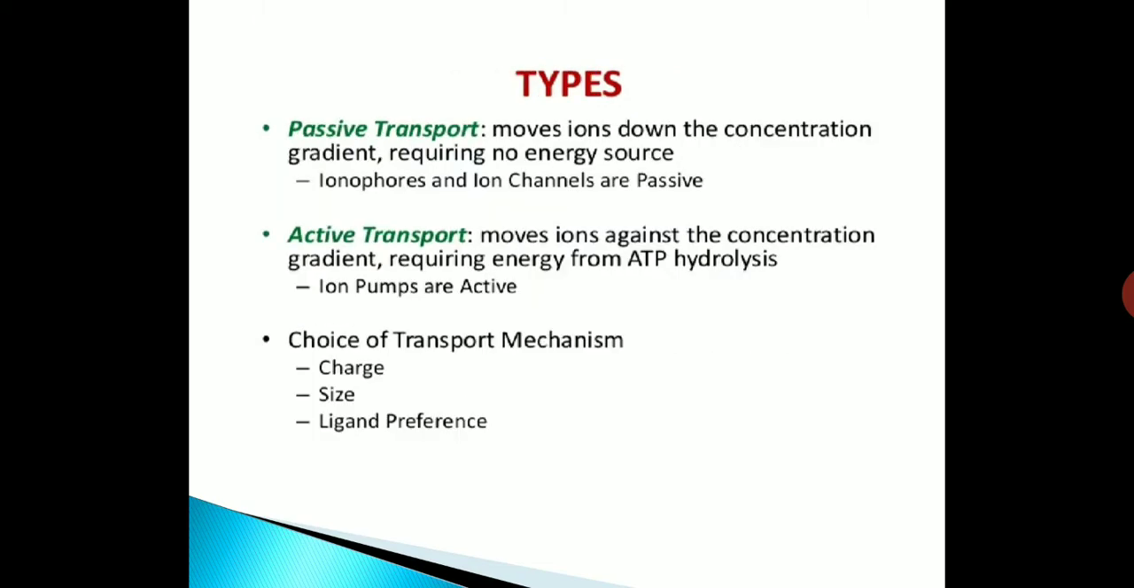Now we come to the types. There are two types. Number one is passive transport. It moves ions down the concentration gradient requiring no energy source. Ionophores and ion channels are passive. Active transport moves ions against the concentration gradient requiring energy from ATP hydrolysis; ion pumps are active. The choice of transport mechanism depends on the charge, size and ligand preferences.